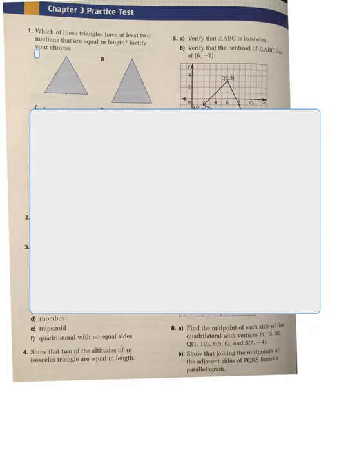Question 8, find the midpoint of each side of the quadrilateral with vertices, so PQ. So you're going to draw your quadrilateral out, and it says find the midpoint of each side. So you're going to find the four midpoints by the midpoint formula.